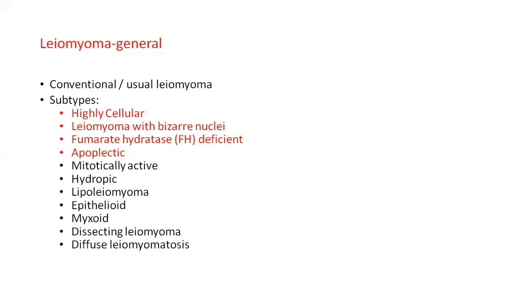There are a variety of subtypes, which include highly cellular leiomyoma, leiomyoma with bizarre nuclei, fumarate hydratase-deficient leiomyoma, apoplectic leiomyoma, mitotically active, hydropic, lipoleiomyoma, epithelioid, myxoid, dissecting, and diffuse leiomyomatosis. Out of those subtypes, we will only go over the first four, because these carry a different prognosis and have a different percentage of incidence or risk of recurrence.